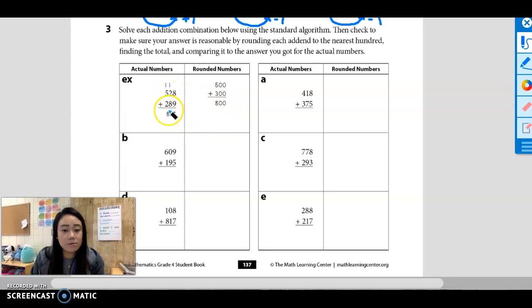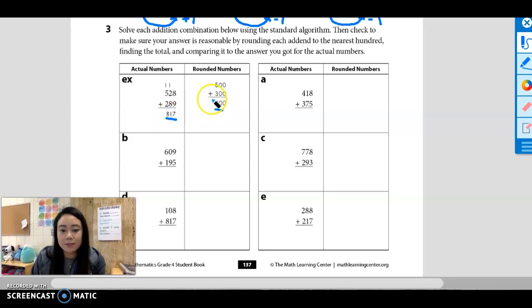So here they solved it normally and then they found the answer by rounding, and 817 is pretty close to 800. That's just a great way for mathematicians to double check to make sure that their work is done correctly. If it was like 817 and over here was 80,000, that's how you kind of know you did it wrong.